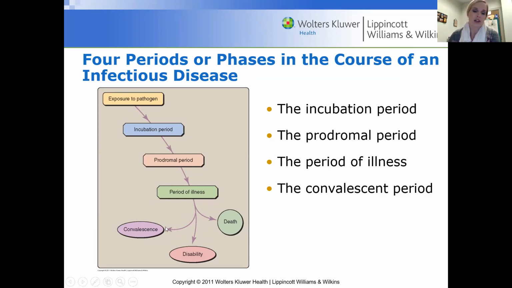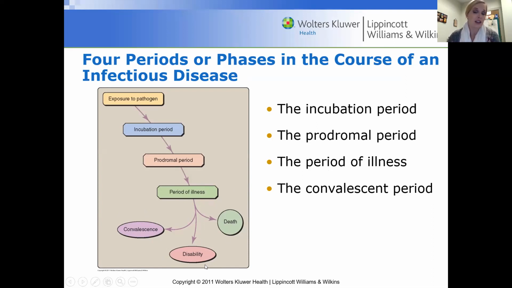So as you can see from our diagram here, depending on that illness and the severity of that illness, we either enter into the convalescent period, which is, again, that recovery, or with really severe infectious diseases, depending on how they've taken over our body, it could lead to disability or even death.